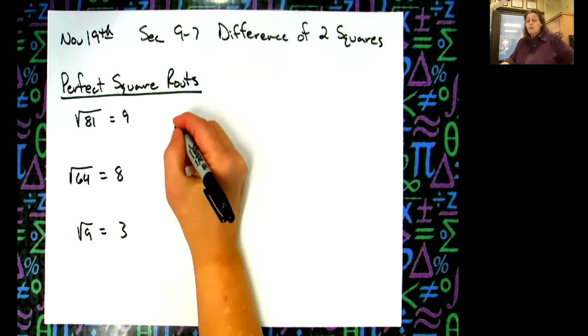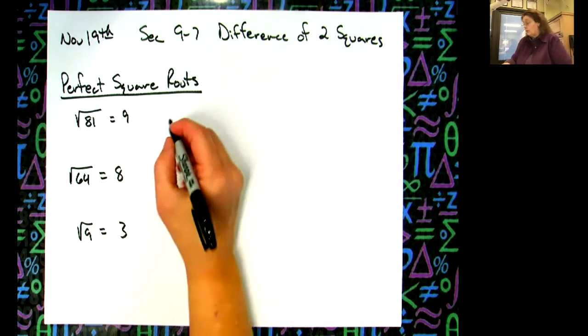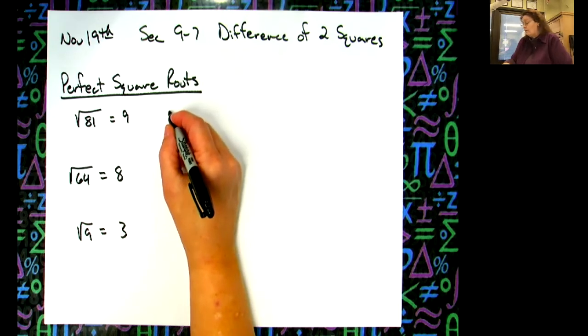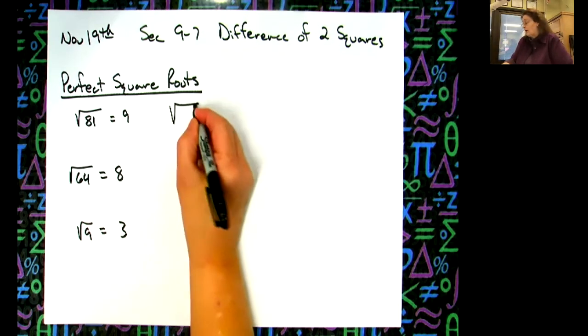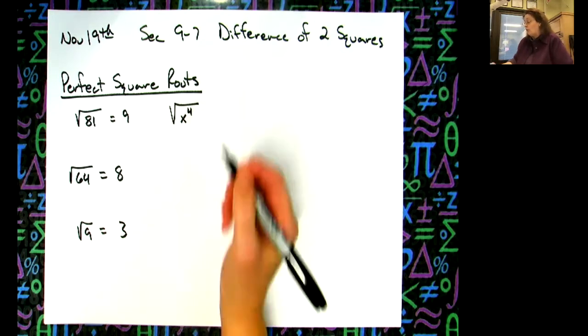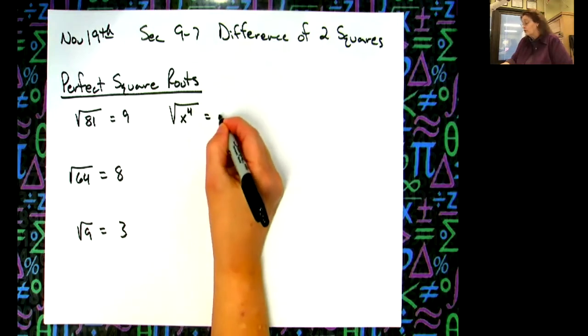All right, now you also have to know perfect square roots that have variables and exponents. Okay, so if it is an even exponent, it's a perfect square root. So if I had an x to the 4th, that 4 is even. So that is a perfect square root, and it's going to be x squared.